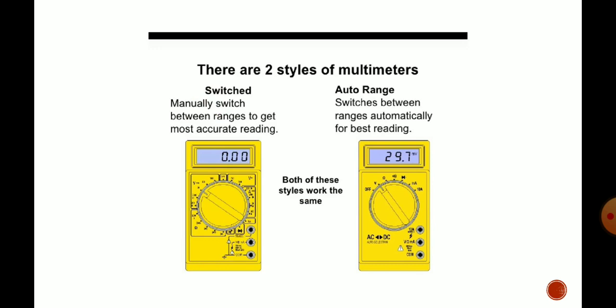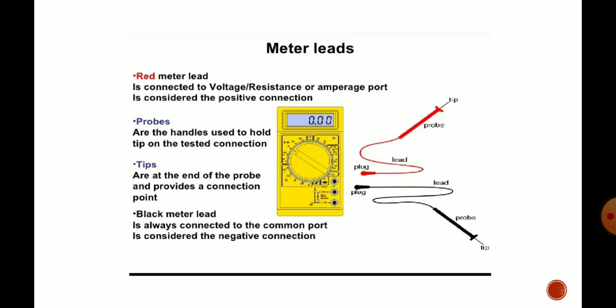There are two styles of multimeter. One is manual range, where you switch between ranges manually to get the most accurate reading, and the other one is auto range. They switch between range automatically for best reading. Both of these styles work in the same way.